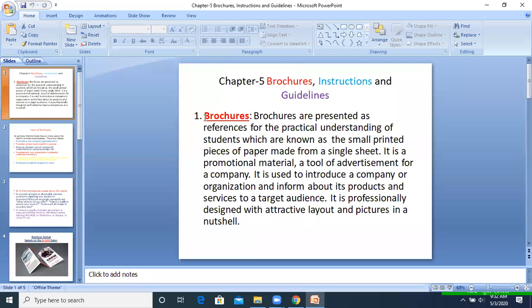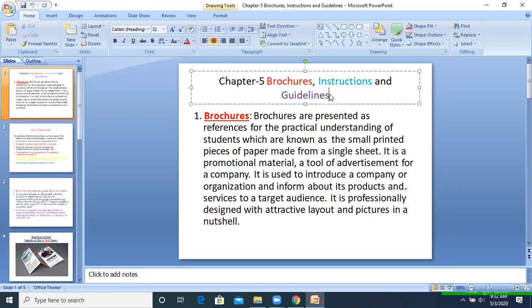Brochures, instruction and guidelines. Chapter 5. What is chapter 5 about? Let me tell you about the lesson or topic. Today's topic goes like this: brochure, instruction and guidelines. And how many topics have I mentioned here? Three topics. They are brochures, instruction and guidelines.